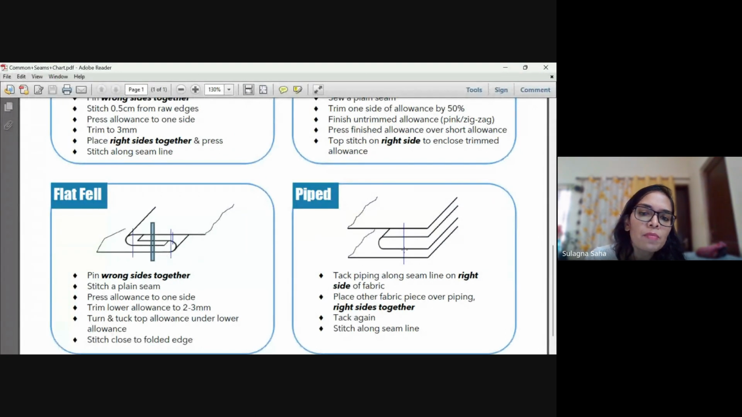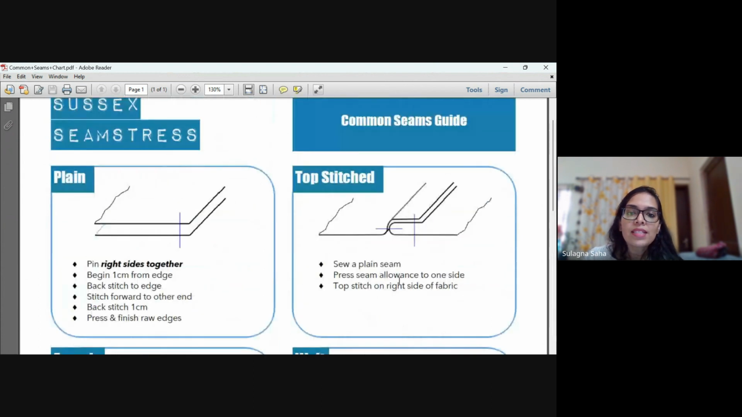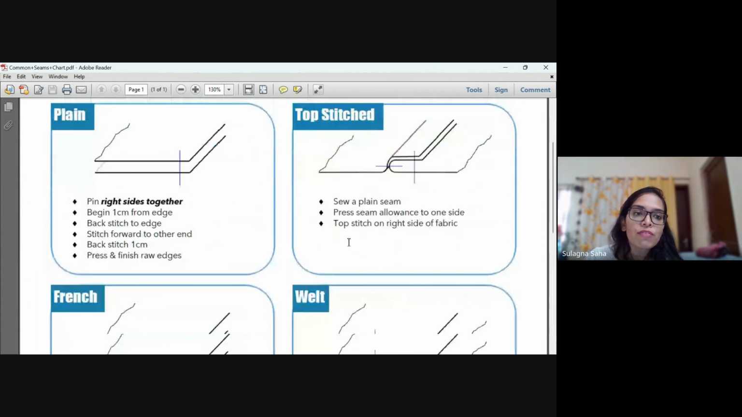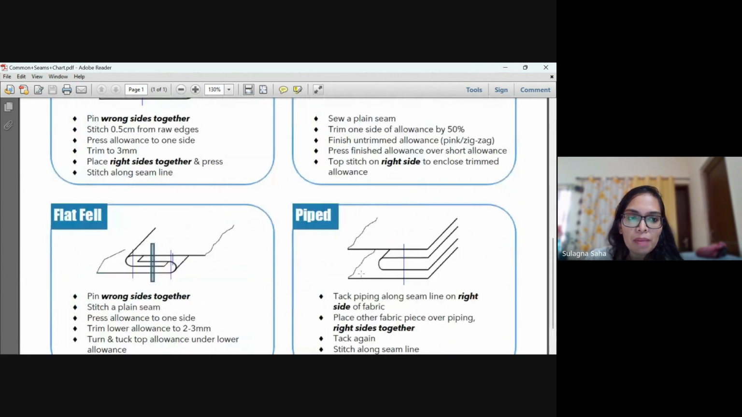Here, this works like a plain seam, except there is a piping. So whatever is the piping you're using, again, the fabric of the piping makes a very important part. So depending on what piping you're using, the seam allowance of this will change. But whatever seam allowance you're using for the shell, make sure it's exactly the same seam allowance you're using for the piping. Okay?